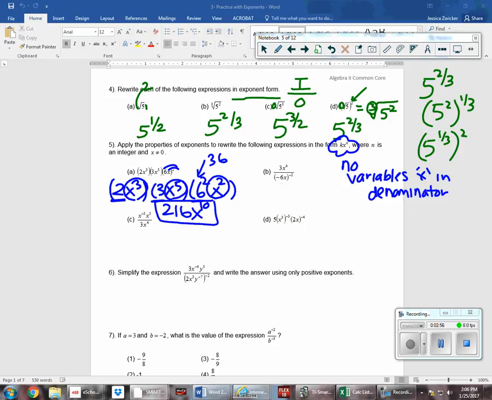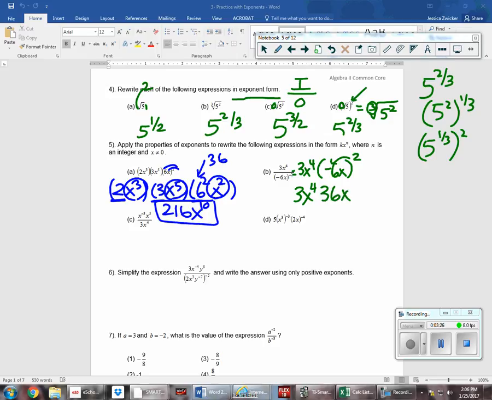Now part B, no x values in the denominator. So I'm going to write 3x to the 4th here, but instead of having a denominator, what I need to do is move that negative 6x in parentheses to the numerator. If I do that, the sign of the exponent changes. So that gives me 3x to the 4th. Negative 6 squared is 36, and x squared stays. If you multiply, 36 times 3 is 108, and x to the 4th times x squared is x to the 6th.